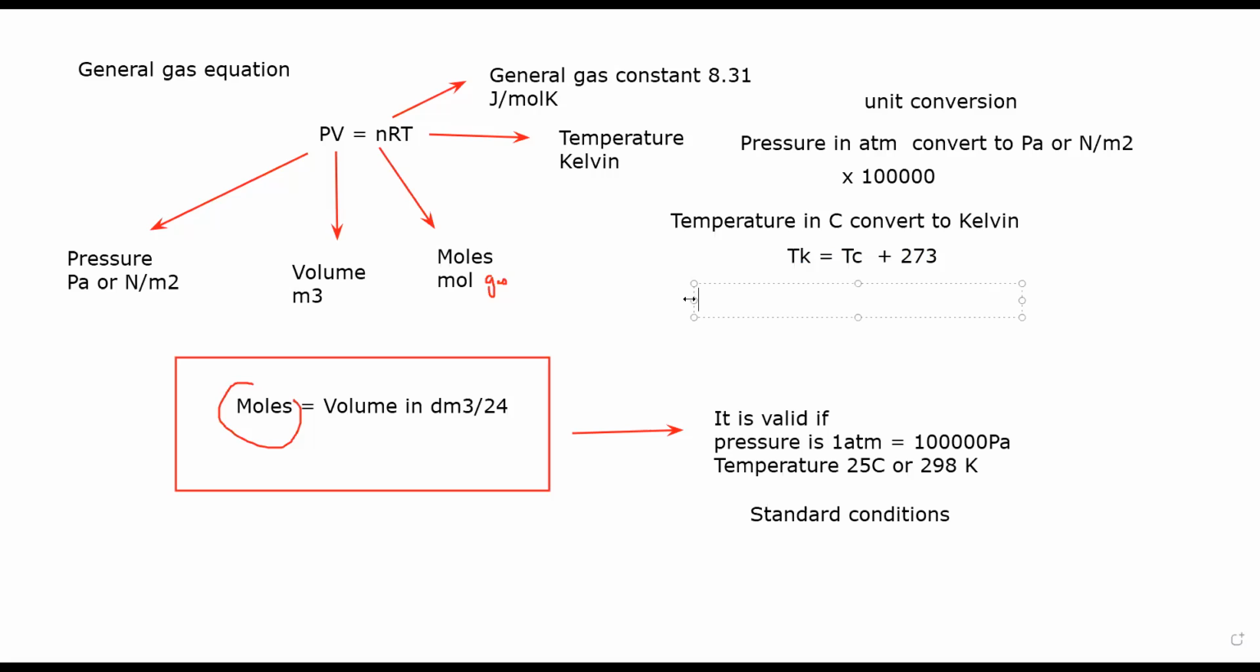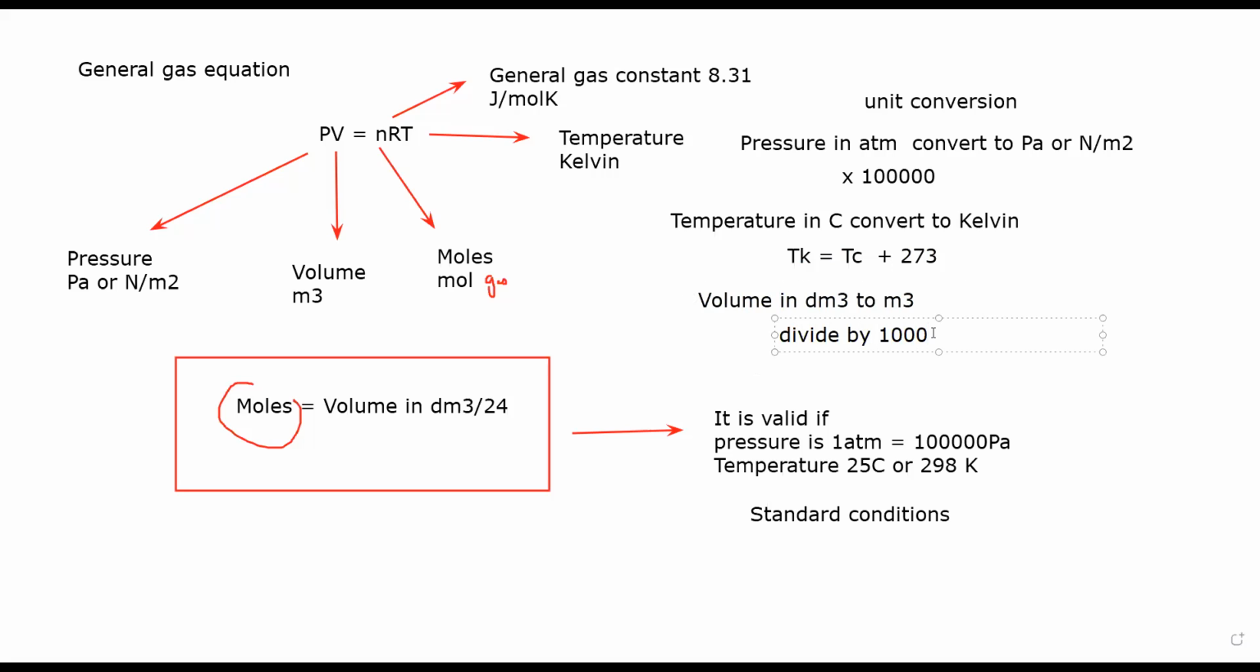And what about the volume? The volume can be in dm cube, but dm cube is not suitable. If it is in dm cube, we have to convert to meter cube, the SI unit. For converting dm cube into meter cube, we divide by 1000. So that will be the conversion.